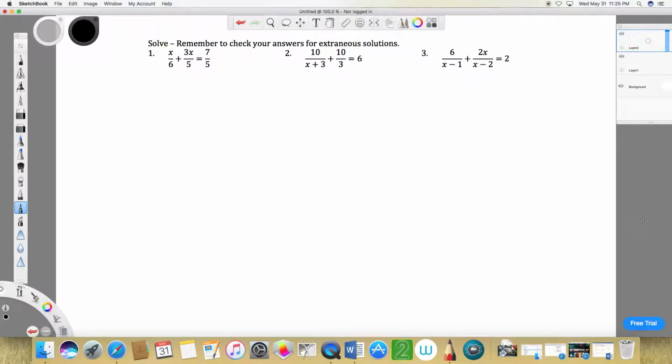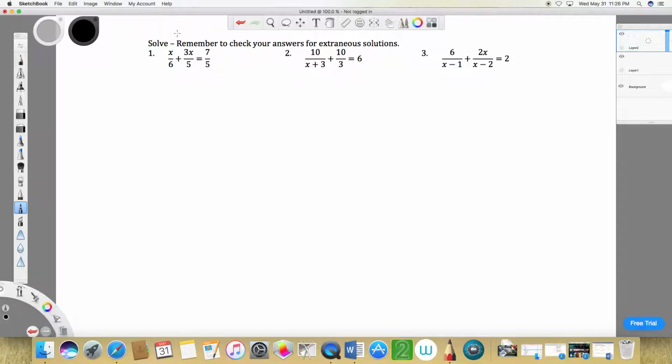Let's take a look at these three equations. They are rational equations. We see that we have fractions involved, and with problems 2 and 3, we see variables in the denominator. And there's a note on the directions to remember to check for extraneous solutions, and that when we have variables in the denominator, we have to make sure that we don't have division by 0.